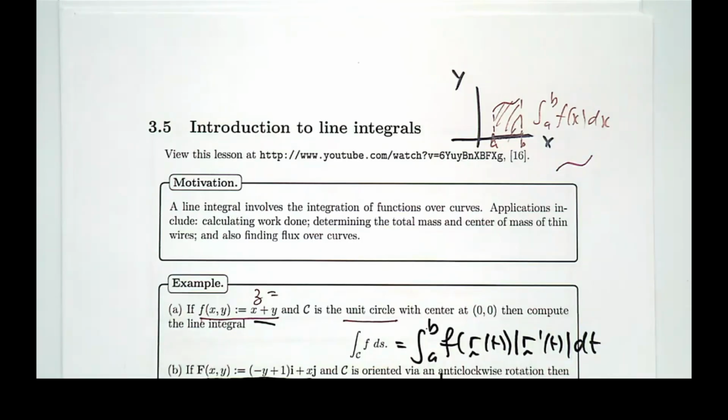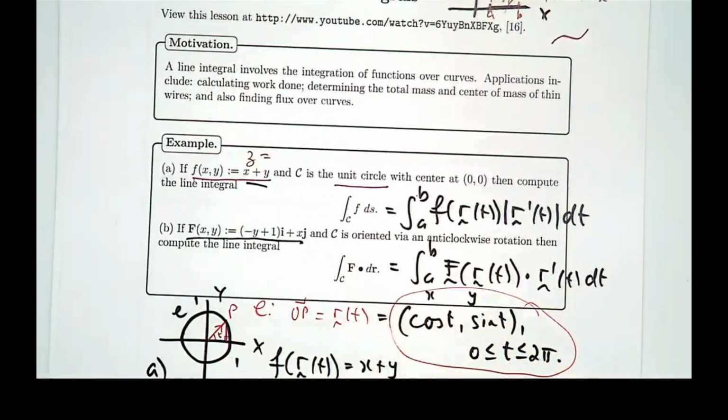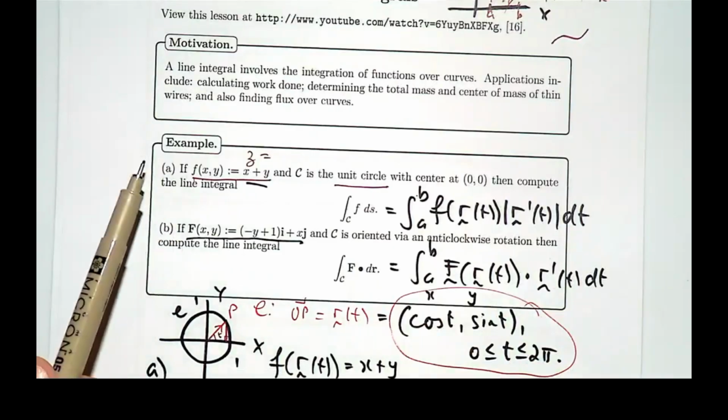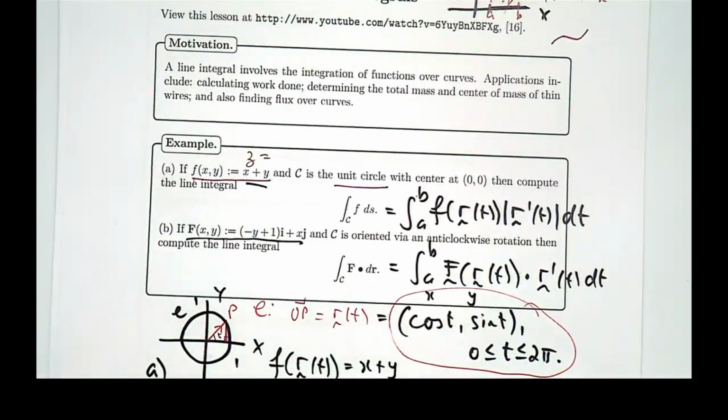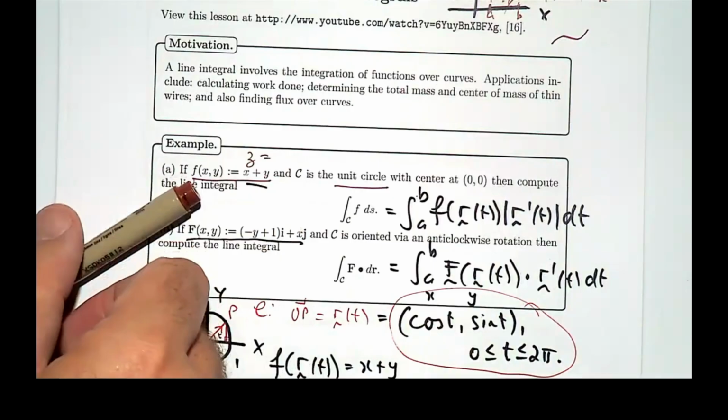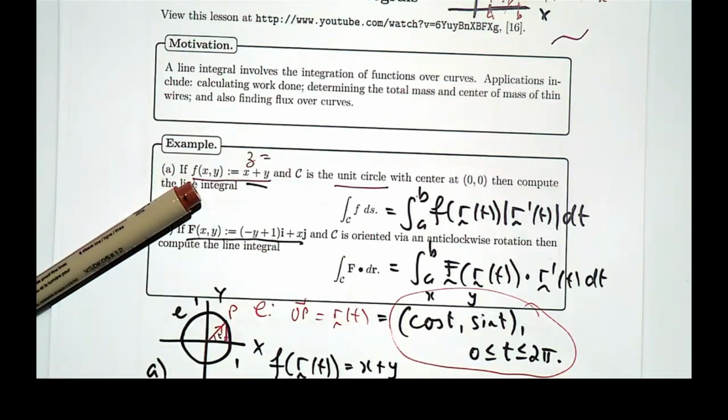Part of the motivation here is to look at more complicated problems, like calculating work and moving things around. The example I looked at was this one and this one. The first one doesn't involve a vector field. So it's just a surface.